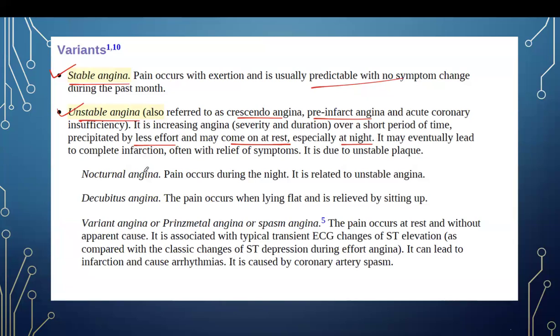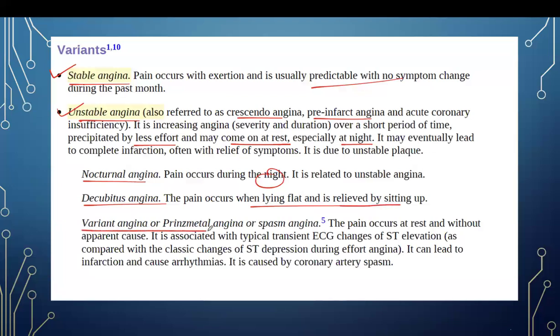So unstable angina means it is the same chest pain, but the pain will last maybe 15-20 minutes or even more. Pain will come even with the slightest exertion and sometimes at rest, like a patient lying down still getting the chest pain. The pain will not go away with rest. Pain might not get better with nitroglycerin. That is unstable angina. Sometimes it can present as pain during the night. It could be decubitus angina, so pain that occurs when lying flat.